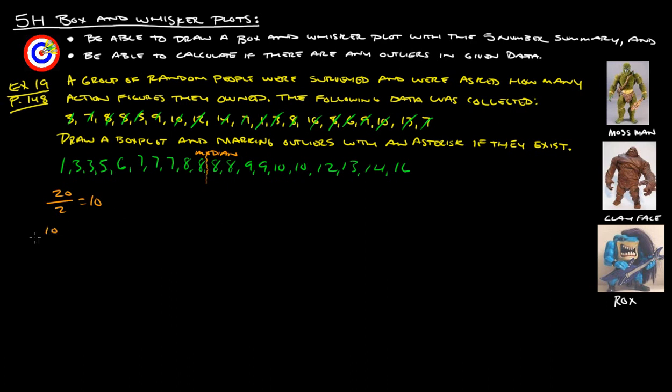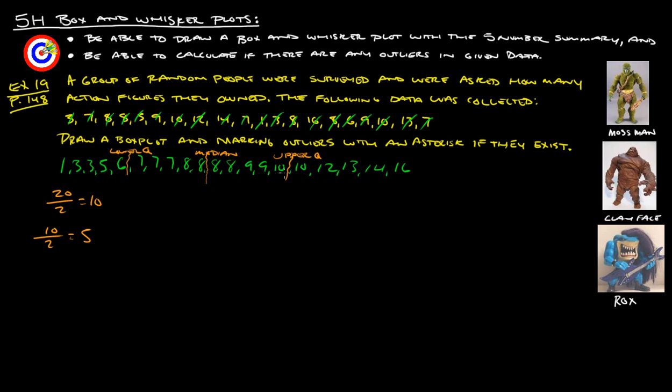Now we take our 10 and divide that in half so that we can find our quartiles, our lower quartile and our upper quartile. So there's going to be 5 on each side down here. 1, 2, 3, 4, 5. So here's the lower quartile, and then we can do 1, 2, 3, 4, 5 here. Here's the upper quartile, right?